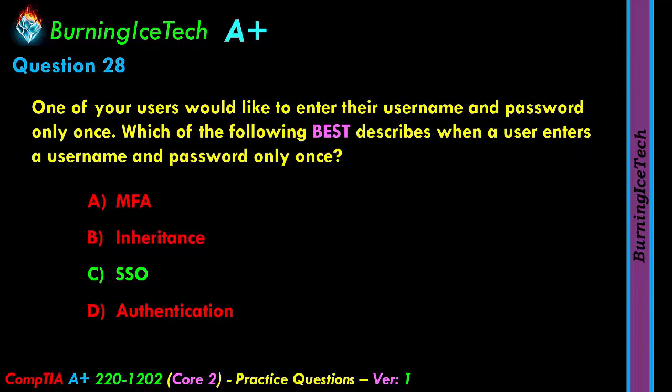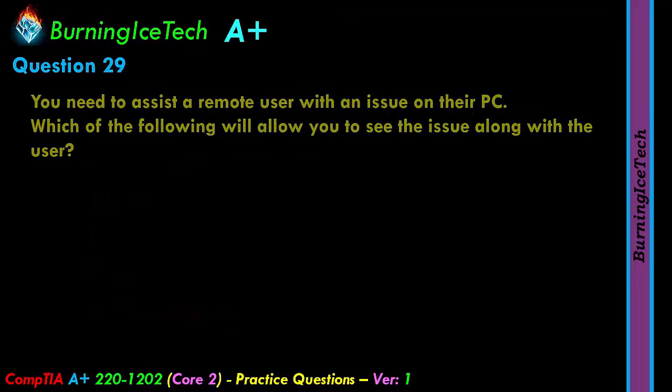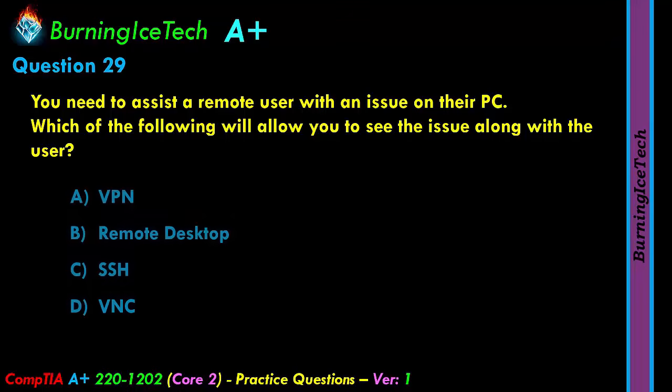Question 29. You need to assist a remote user with an issue on their PC. Which of the following will allow you to see the issue along with the user? There's lots of tools out there, guys, that allow you to go and assist the user remotely. But some of them, unfortunately, kick the user off their PC to the logon screen, and it'll even give them an error message that says you've logged on from somewhere else, or something like that. Remote Desktop actually does that. Now, unfortunately, by me saying that, I've just eliminated answer B.